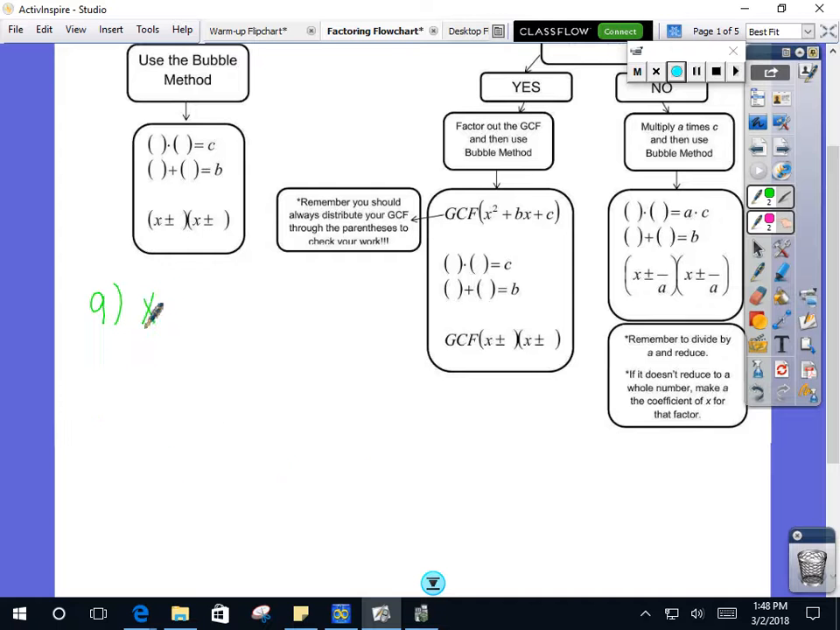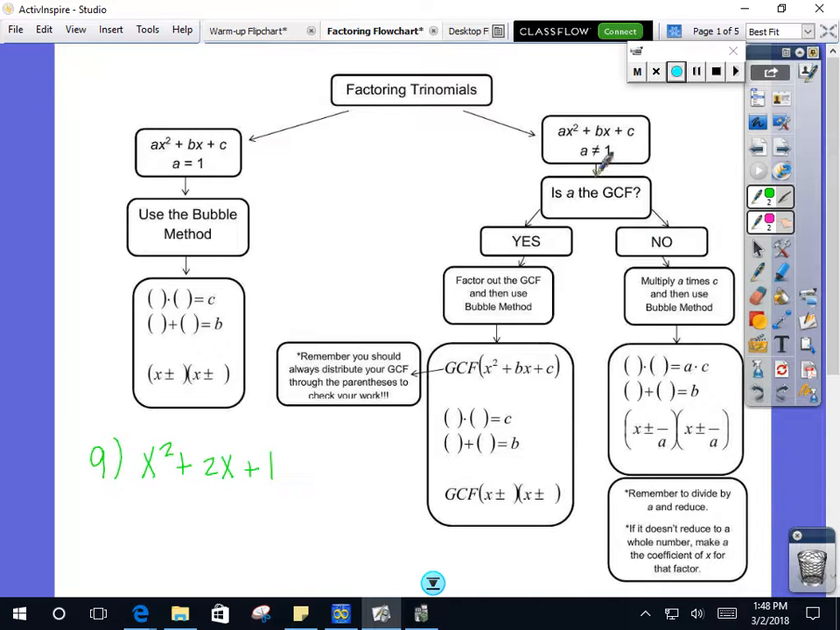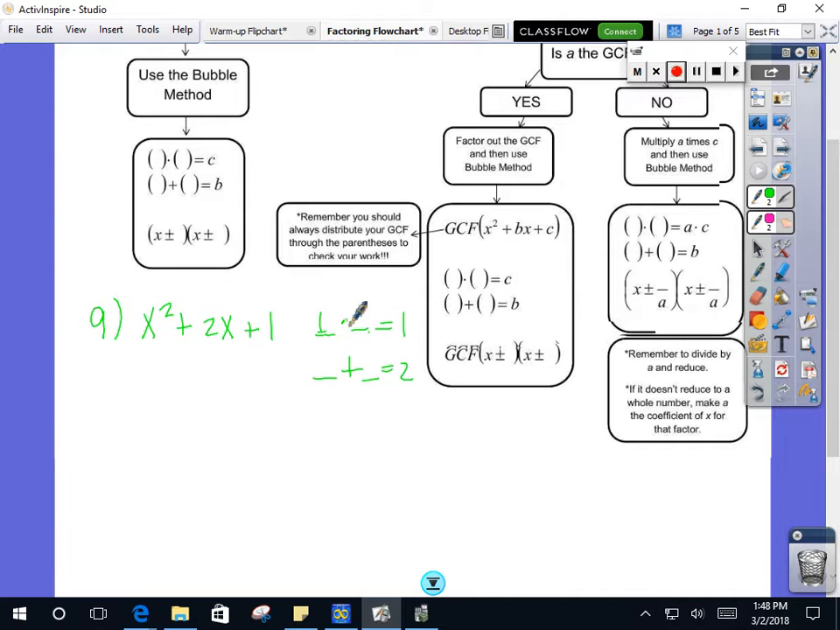We have x squared plus 2x plus 1. So for this trinomial, does your a value equal 1 or not equal 1? It equals. So we go this way where we use the bubble method. We immediately look for two numbers that multiply to get our c, which is, and add to get our b, which is, and the numbers that do that are 1 and 1.